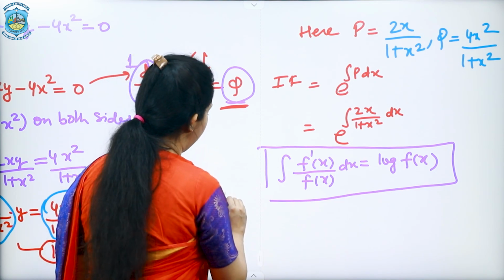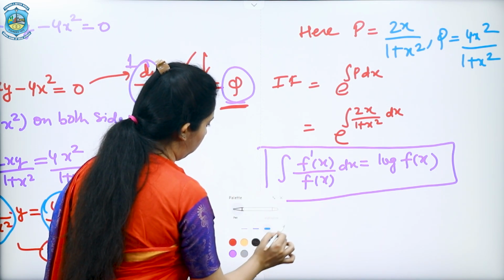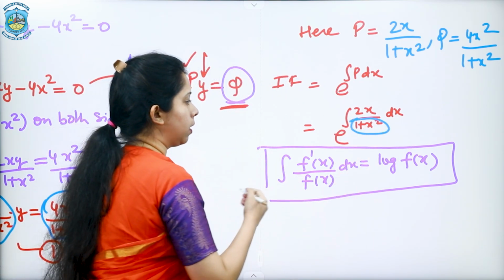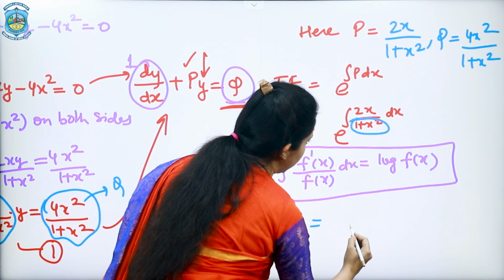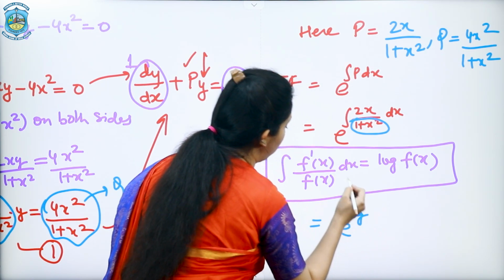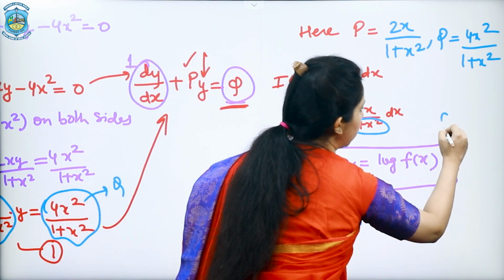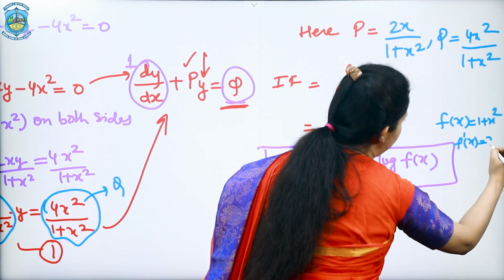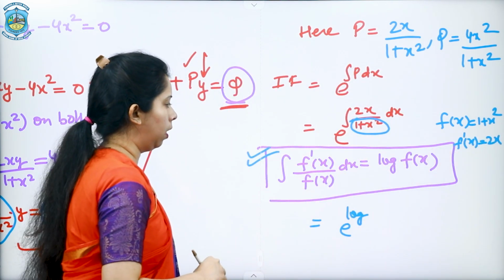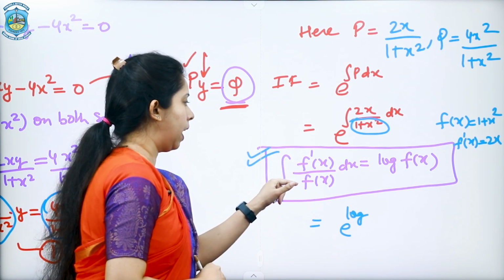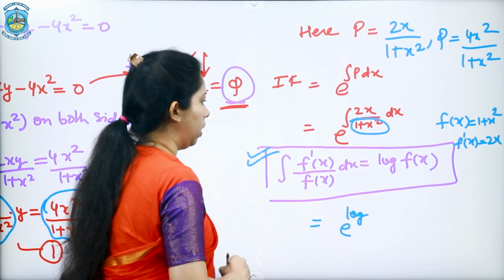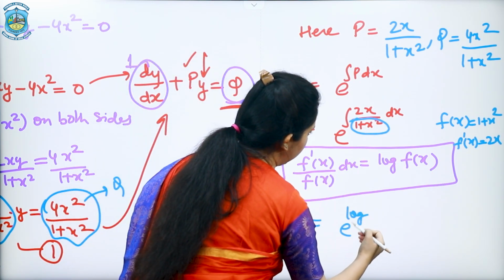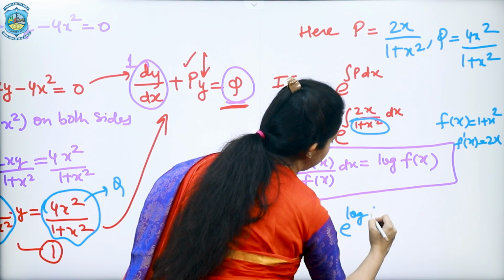So, here you can see that in the denominator we are having 1 plus x square, and the derivative of 1 plus x square is 2x. So, we can use this formula. So, we will have e raised to log f of x. Here f of x is 1 plus x square and f dash x is 2x. You can compare it with the standard formula, integration of f dash x by f of x dx is log f of x. So, we can write e raised to the power log of 1 plus x square.